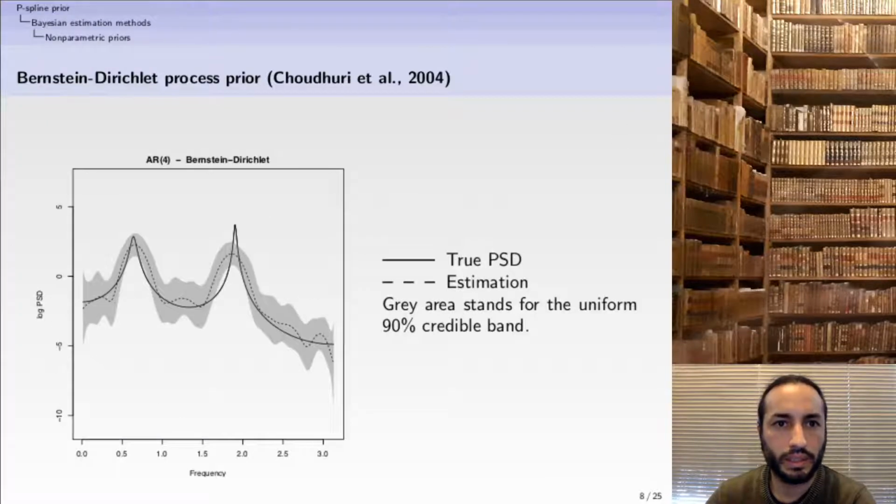We test this example in a dataset simulated from an autoregressive model of order 4, for which the power spectral density function is completely known and represented in this plot by the continuous black line. We estimate this function using the Bernstein-Dirichlet process prior algorithm. The dashed line represents the median of the estimates and the gray area the uniform 90% credible band. We can see that this method is unable to model the second peak of this spectral density, and in general it fails estimating spiky spectral densities.